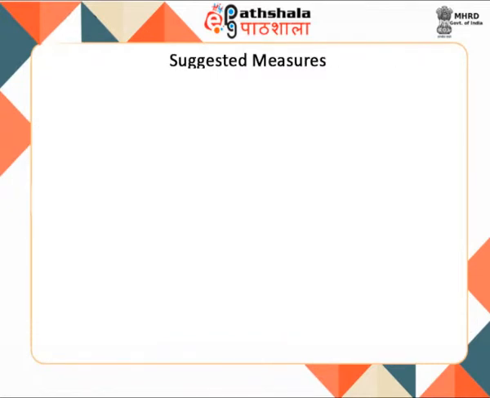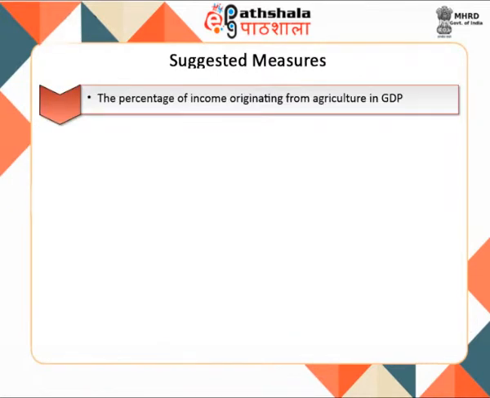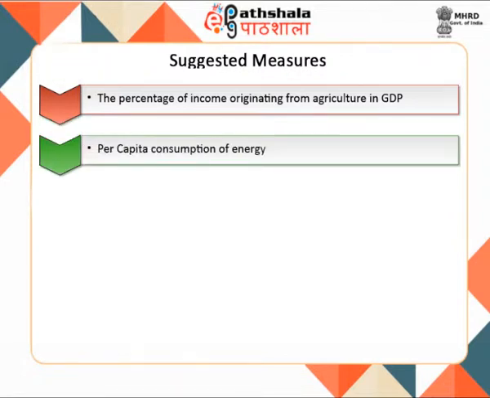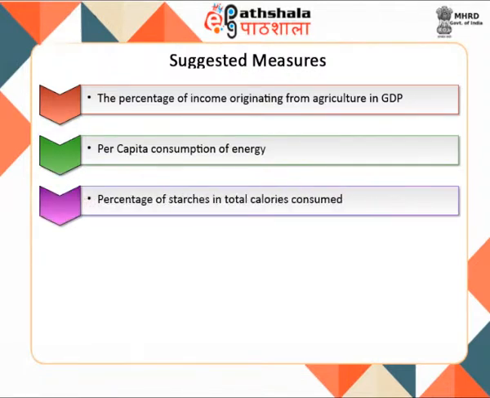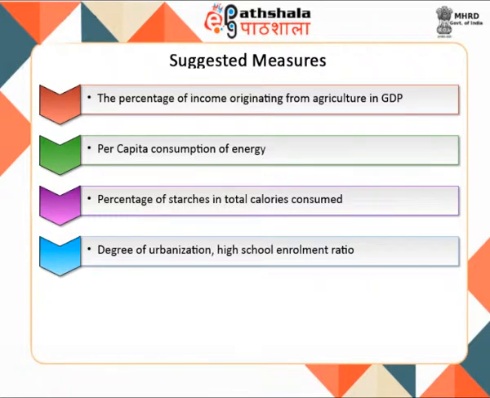A few suggested measures of economic development are the percentage of income originating from agriculture in GDP. The higher the income originating from agriculture, the less developed is the economy of a country. Per capita consumption of energy: the higher the per capita consumption of energy, the more developed is the industry and economy of the country. Percentage of starches in total calories consumed: if there is a high percentage of starches in total calories consumed by the people, the economy will be considered as underdeveloped. Degree of urbanization, high school enrollment ratio.